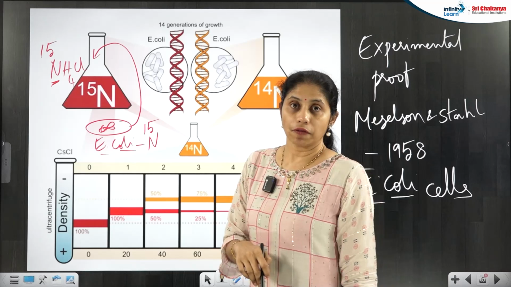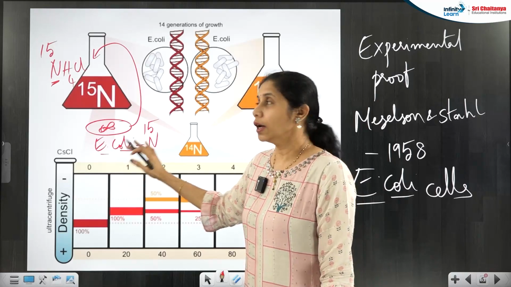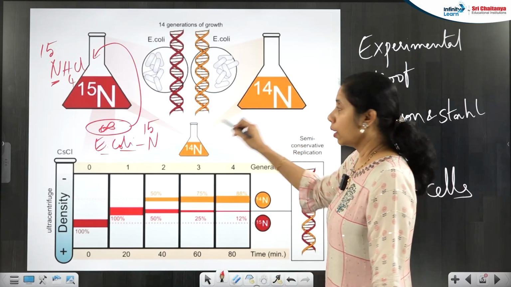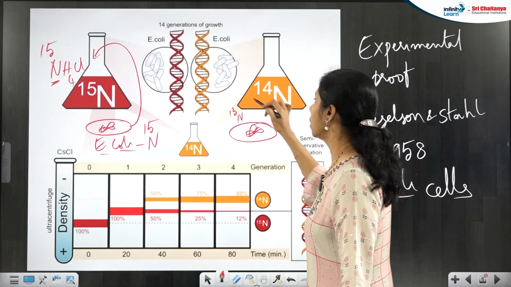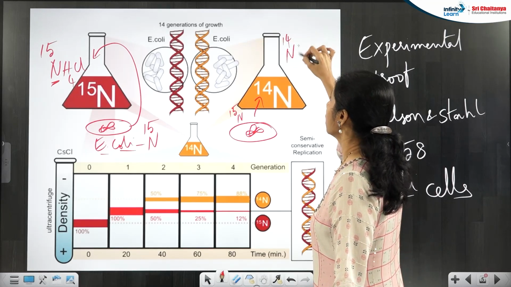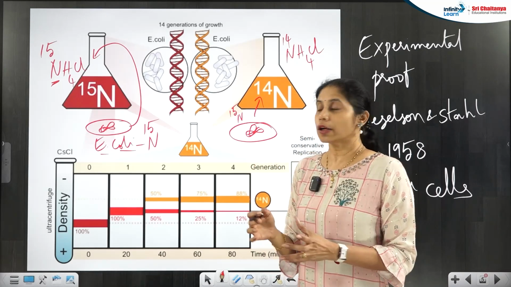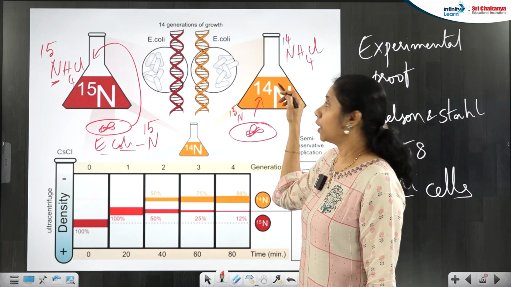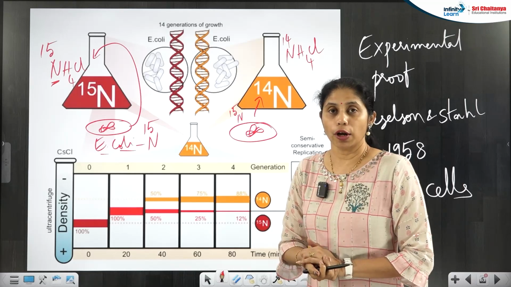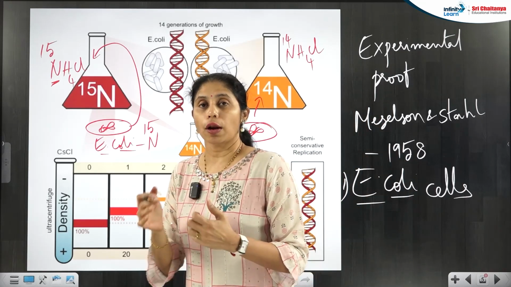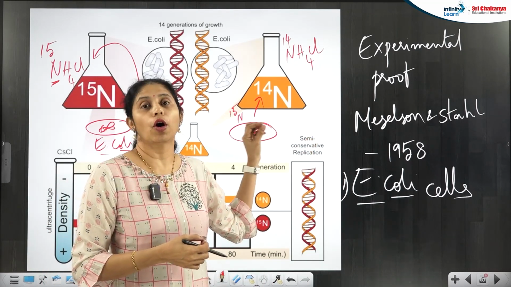They got this E. coli with N15, and now they continued their experiment by transferring these cells into the medium containing N14. They transferred these cells into N14 containing ammonium chloride, and started growing this E. coli, which has N15, in the N14 containing medium. From here onwards the medium is N14 only, ammonium chloride with N14, the normal nitrogen. It is not radioactive, it is just the normal nitrogen.